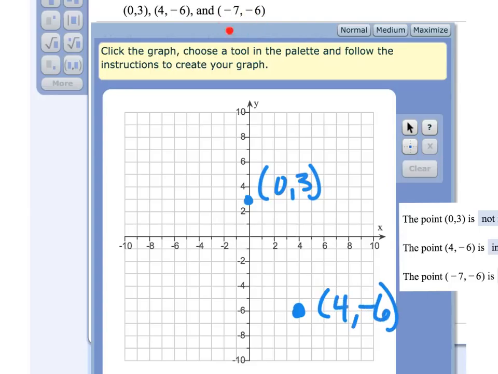And then lastly, -7, -6. Well, that means we're going to go to the left 7, and then down 6 right there.